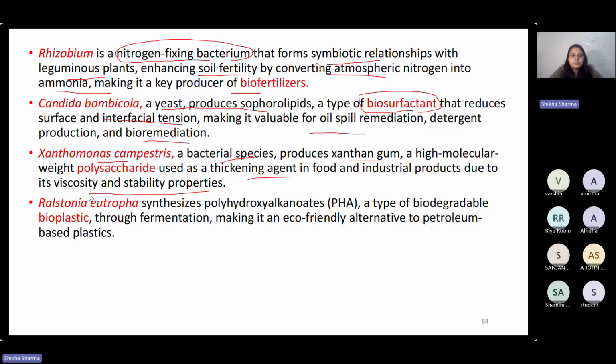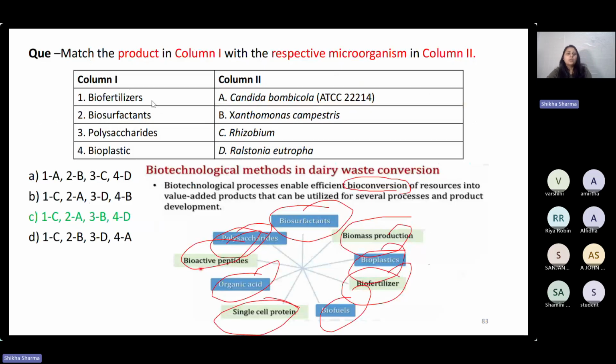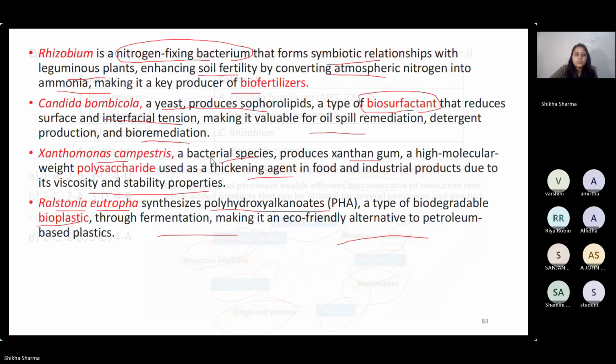Then Ralstonia eutropha is basically synthesizing PHA, which is polyhydroxyalkanoates, a type of biodegradable bioplastic, through the fermentation route, making it an eco-friendly alternative to petroleum-based plastic. So here, biofertilizers are from the Rhizobium, biosurfactants from Candida bombicola, polysaccharides from Xanthomonas campestris, and bioplastic from Ralstonia eutropha.